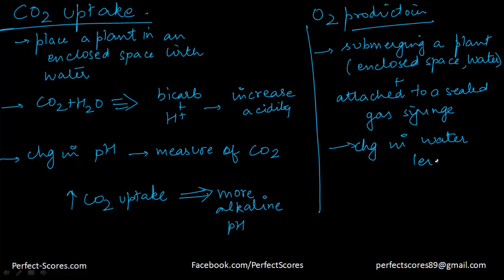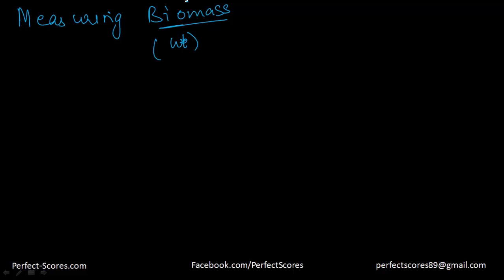Now these are two direct methods of observing the rate of photosynthesis. There is also an indirect method, which is measuring biomass. In this case, the glucose production can be measured by change in the plant's biomass or weight. This requires the plant to be completely dehydrated before weighing, to ensure that the change in biomass shows the change in organic matter and not the change in the water content.